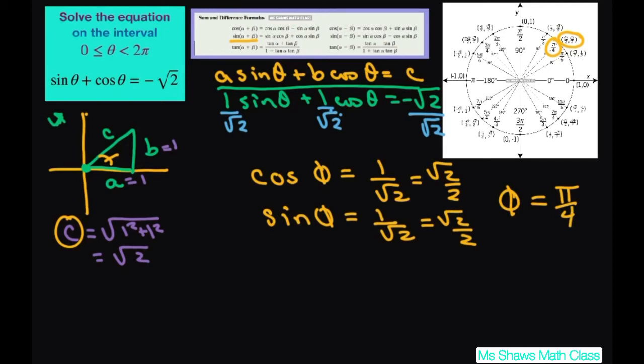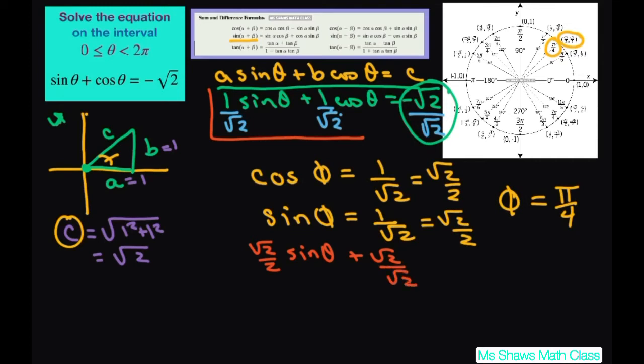Now I'm going to use my sum and difference formula. Let me just rewrite this, because this is negative 1. Basically what we have is 1 divided by square root of 2, let's write this as square root of 2 divided by 2, just rationalize it. So square root of 2 divided by 2 sine of theta plus square root of 2 divided by 2 cosine of theta equals negative 1. All right, so it has this form here, and what we're going to do is look at it.